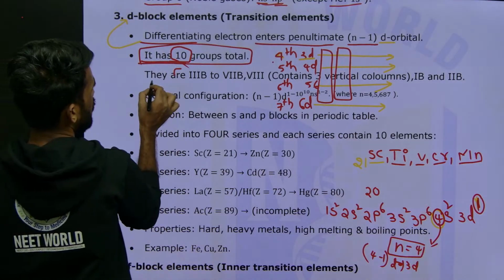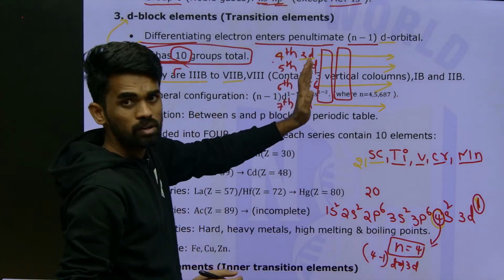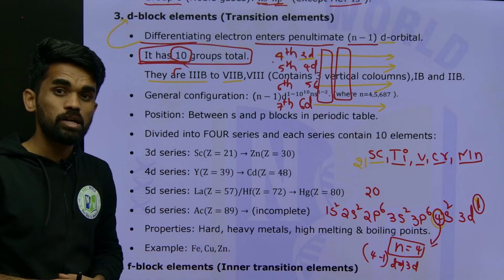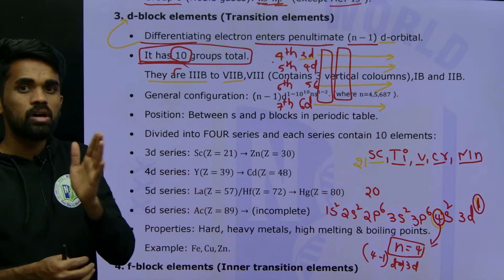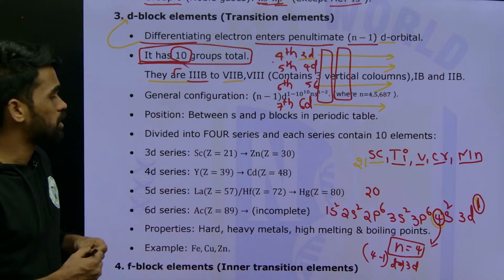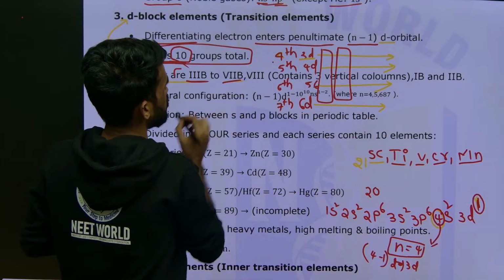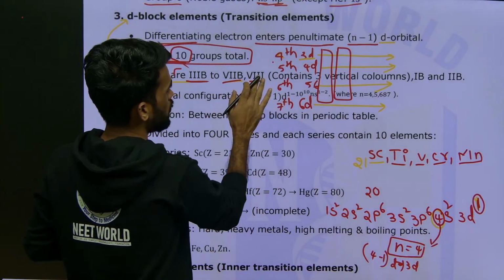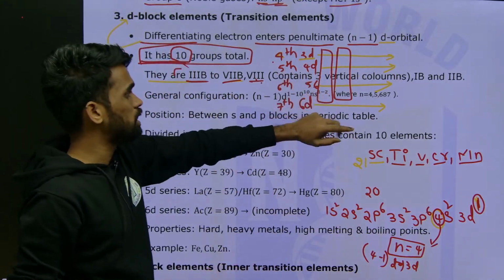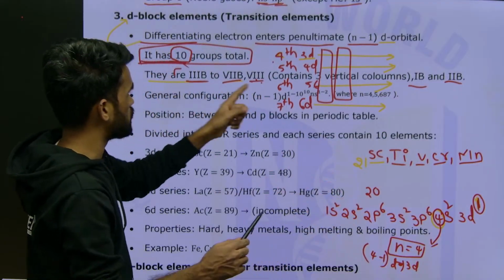Here they are 3B to 7B. In the periodic table, this is as per the normal classification. If you are going for IUPAC, it will be from 3 to 12. In terms of normal numbering, that is the Mendeleev classification, we have 3B to 7B, and the next is 8th. The 8th group contains 3 vertical columns. After that we have 1B and 2B. Just take any periodic table and you can observe this scenario.